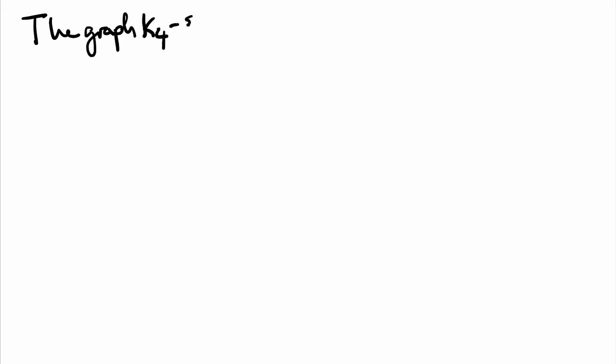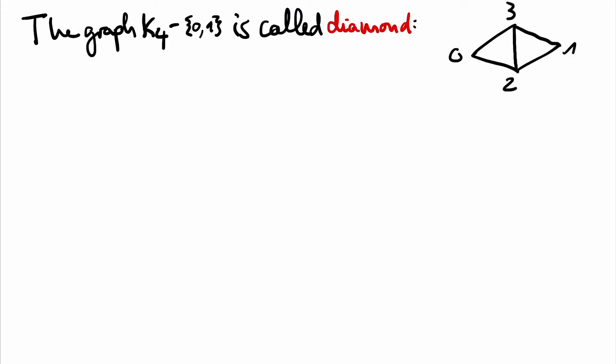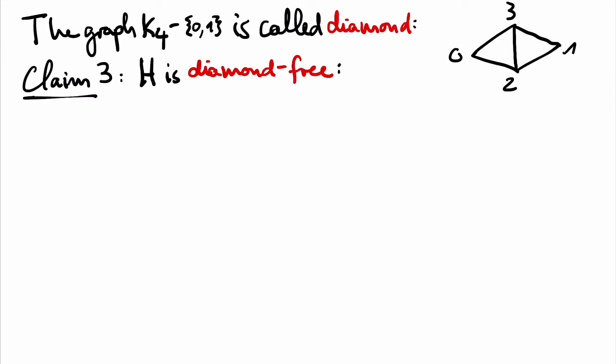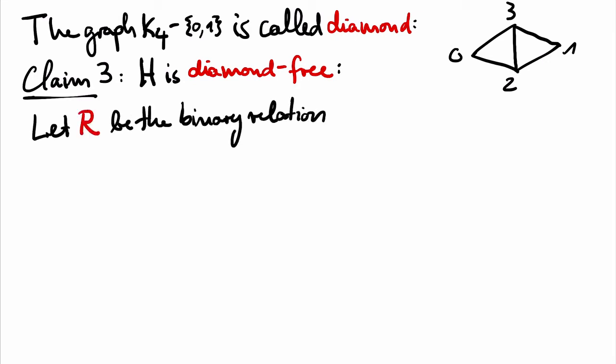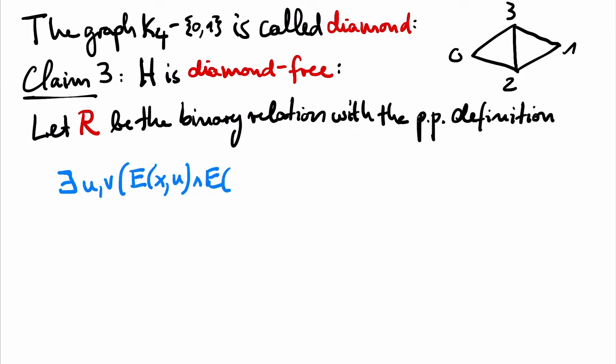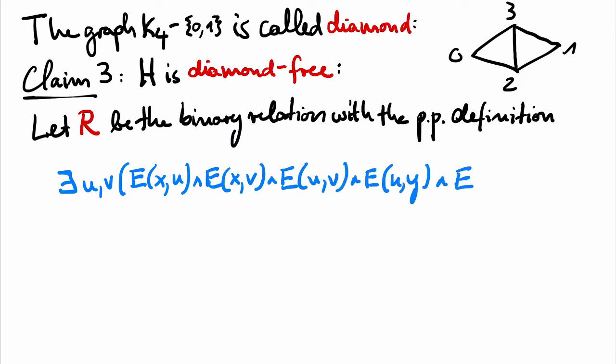For the next consequence of our assumptions, we need the concept of a diamond. This is simply the four-clique where we have removed an edge. We claim that our graph H must be diamond-free. That is, it does not contain a copy of a diamond as a subgraph. To prove this, let R be the binary relation defined by the following primitive positive formula. We obtain the formula from the canonical query of the diamond by existentially quantifying over the vertices of degree 3 and keeping the other two vertices, x and y, of the diamond as free variables.